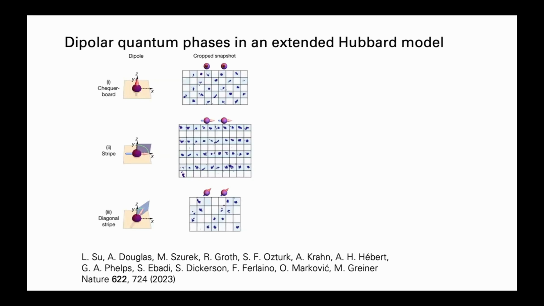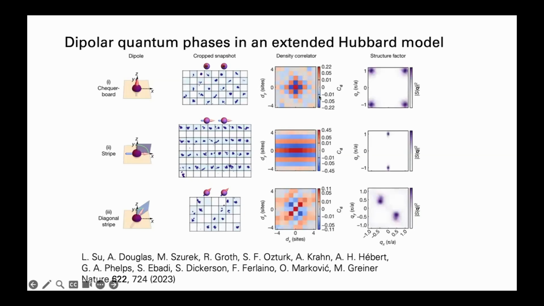What's also interesting is that we started looking into, sorry, let me show this first here. You can, of course, characterize this via density correlators extracted from these pictures that we take. Or if you take the Fourier transform of that, you see the structure factor. So yeah, you can explore these dipolar quantum solids.